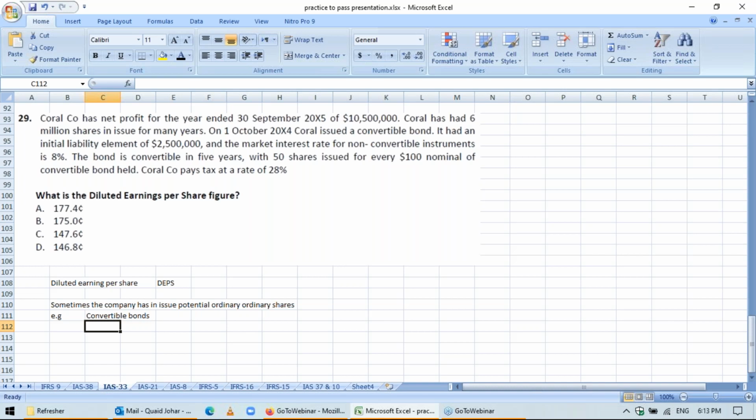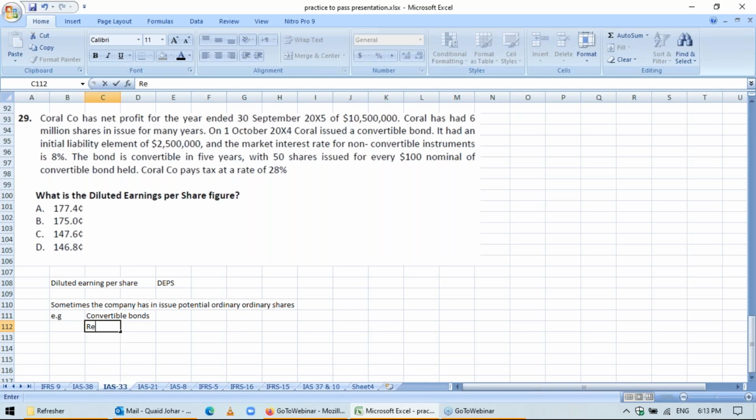So diluted EPS, what does diluted mean? Diluted means getting weak. The basic earnings per share is the strong one, right? In the diluted one, we indicate to the users of the financial statements that the current basic EPS may get weak if the convertible bonds get converted into ordinary shares. So we have convertible bonds as a potential share.